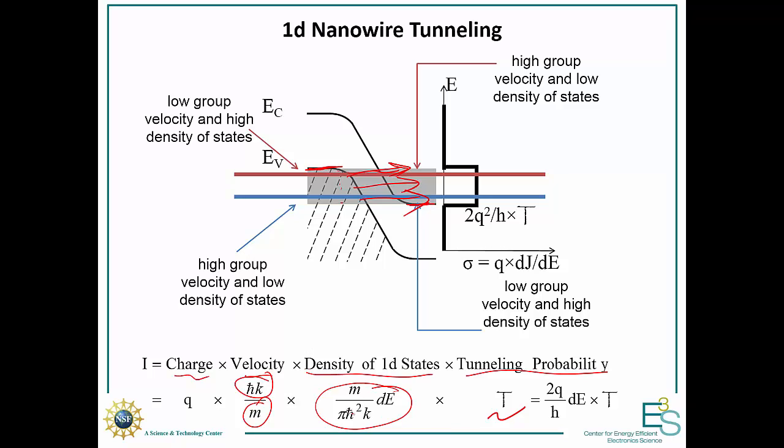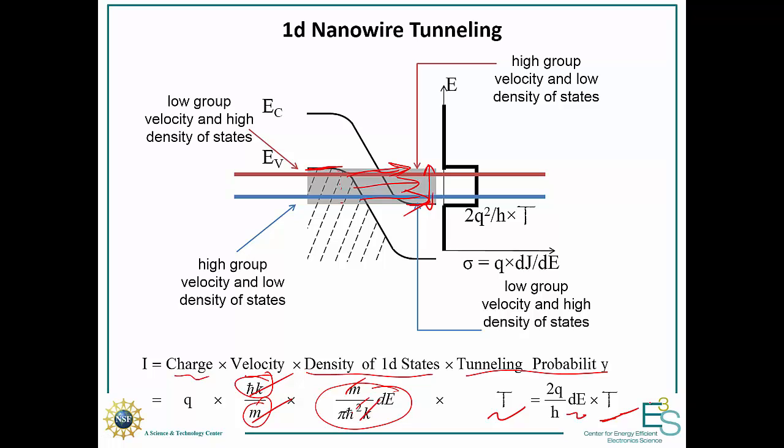So if we multiply this, almost everything cancels. And what we end up with is our current is 2q/h times ΔE. So that's basically how wide is this energy window times the tunneling probability. And this basically gives us our quantum of conductance.